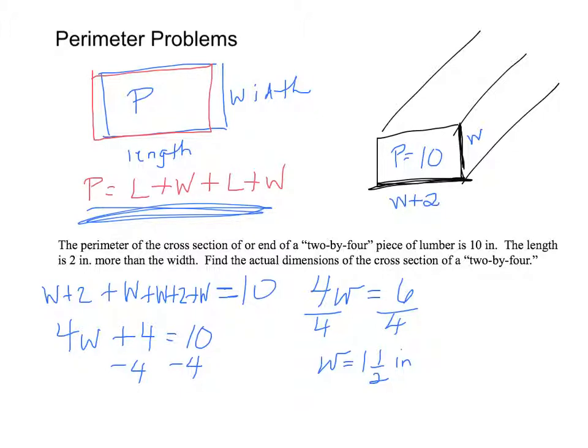And then all I have to do is add 2 to that to get the length. So the length is 2 plus 1 1/2, so it's 3 1/2 inches. So a 2x4 is actually a 1 1/2 by 3 1/2 instead of 2x4.